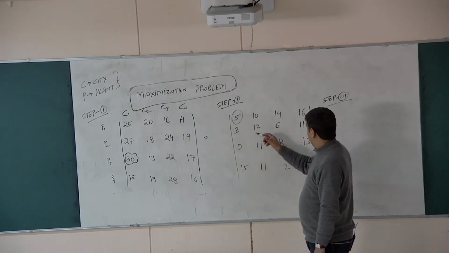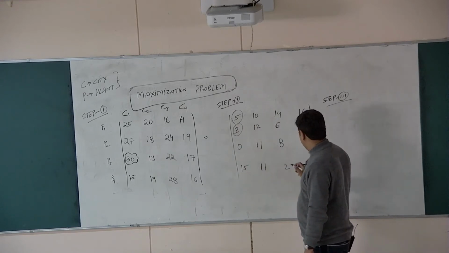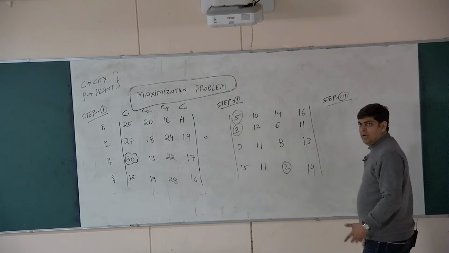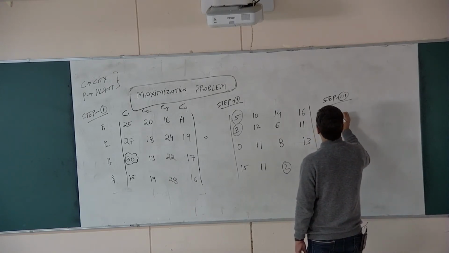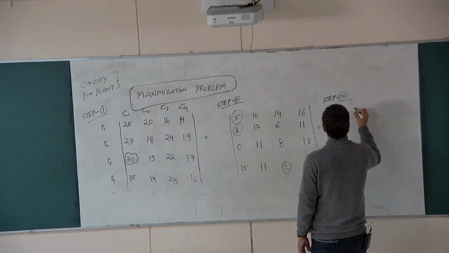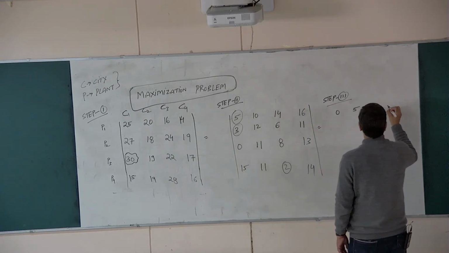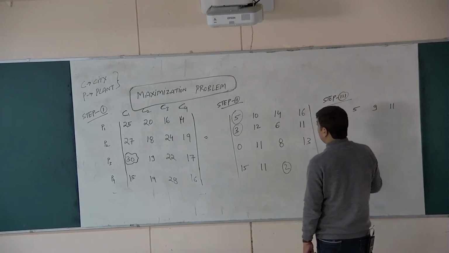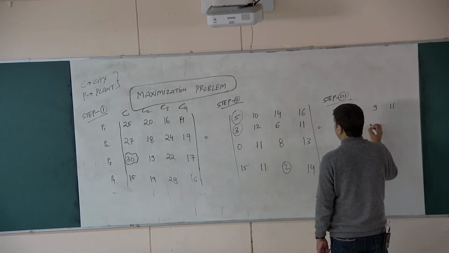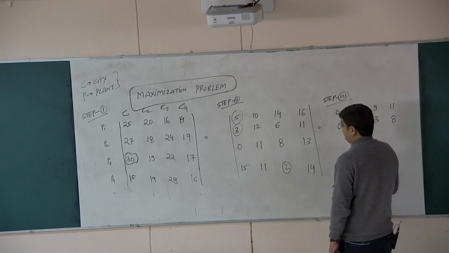This row 3, this row, no need for row operation. This row 2. Get the new matrix. Let us say I'll write here. So 5 minus 5 is 0, 14 minus 5 is 9, 16 minus 5 is 11. So 3 minus 3 is 0, 12 minus 3 is 9, 6 minus 3 is 3, 11 minus 3 is 8.